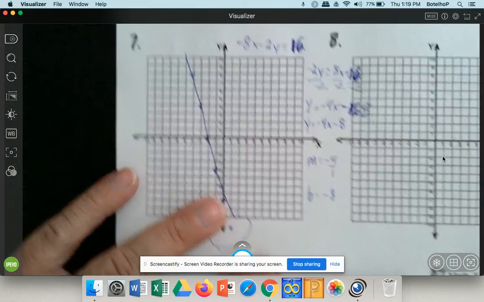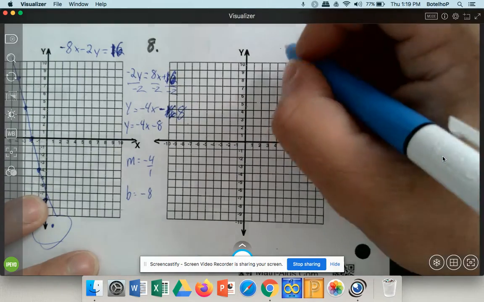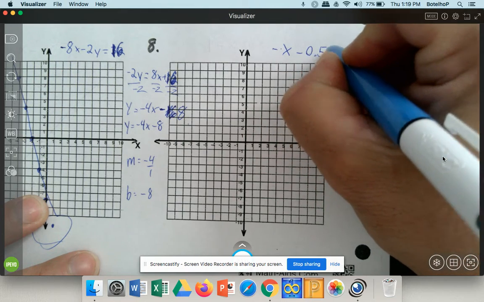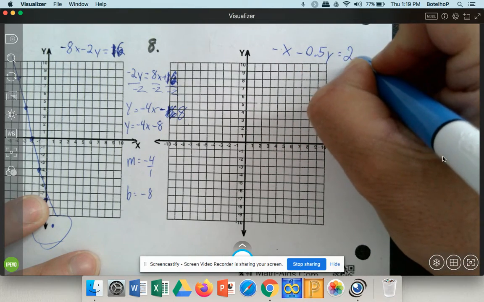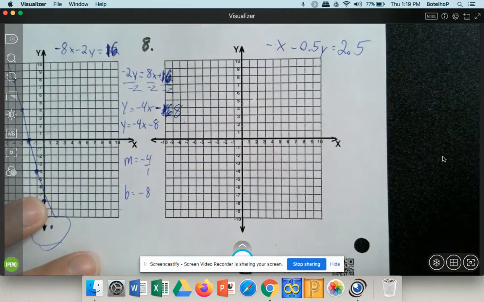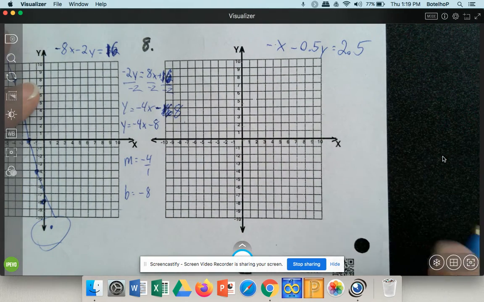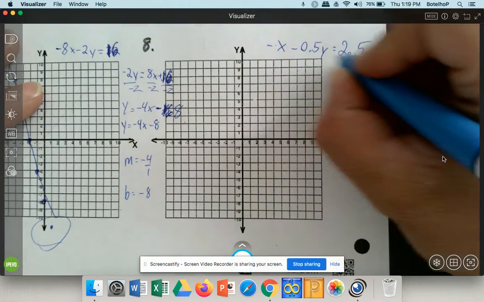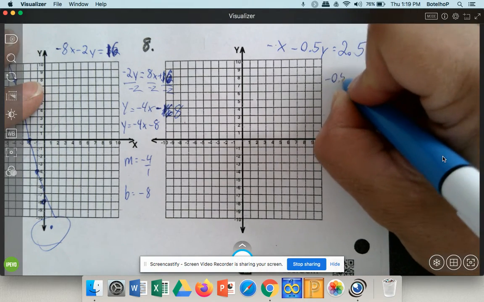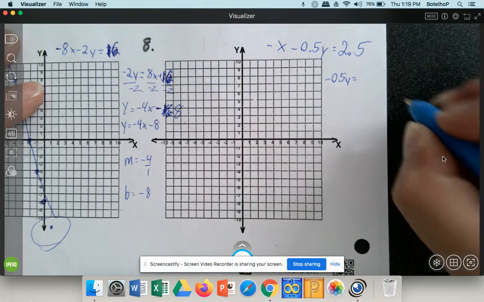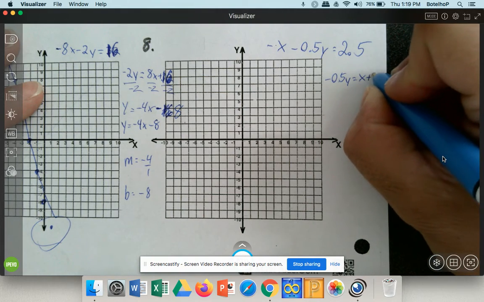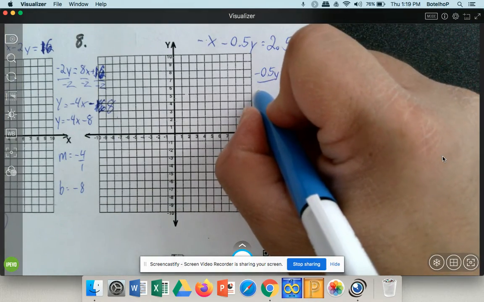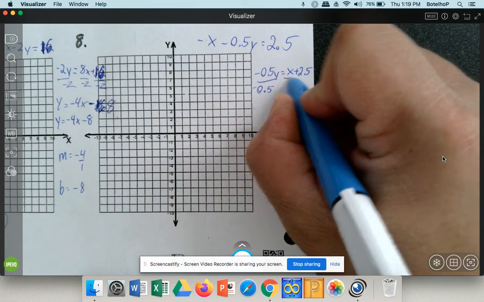So the last one is another one you're going to have to put in standard form. Let's try negative x minus 0.5y equals 2.5. Okay, so we're going to solve for y. So pause the video and solve for y. Hopefully you added x to both sides. You got negative 0.5y equals x plus 2.5. And then from there, you probably divided everything by negative half.